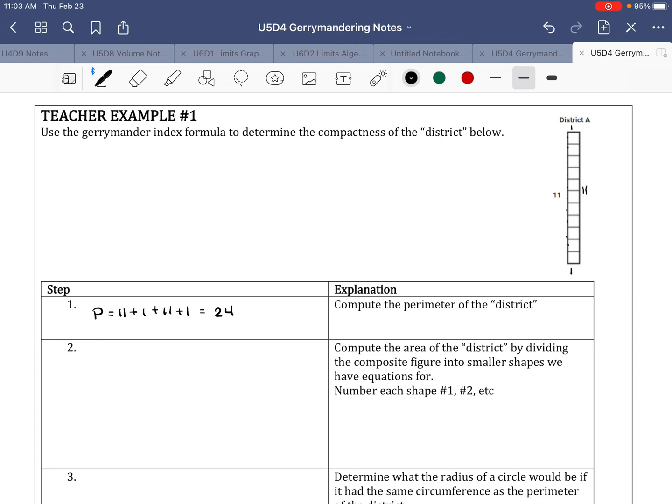Second, we need to find the area of the district, right? So this one is just a rectangle, so we can multiply base times height. But if we have composite figures, then we'll have to break up the more complex figures into smaller ones that we do know how to find the area of. But area for a rectangle is just base times height, which means it's going to be 11 times 1, and the area is going to be 11 units squared.